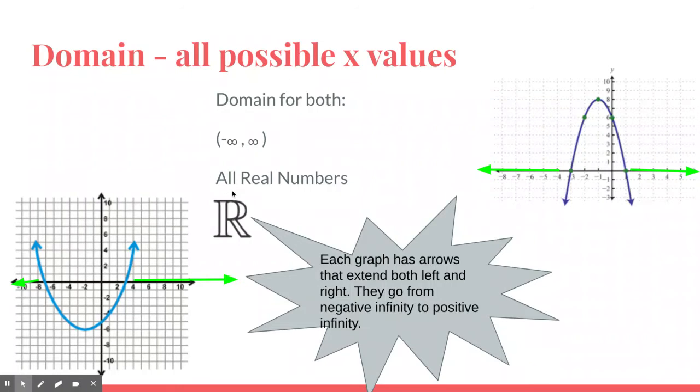Another way to write that down is all real numbers. And this is showing you what the double-backed R is, but it actually looks like this. So there's more than one way that you can use this, but this is not to confuse you with the fancy R. This is all real numbers.